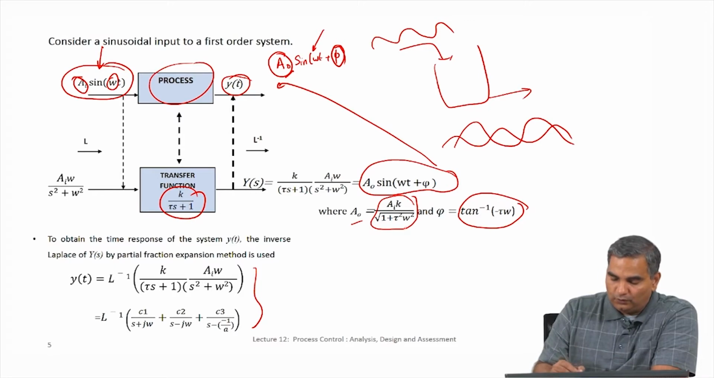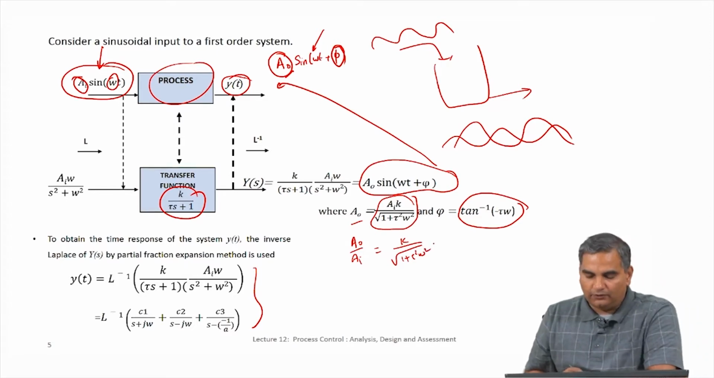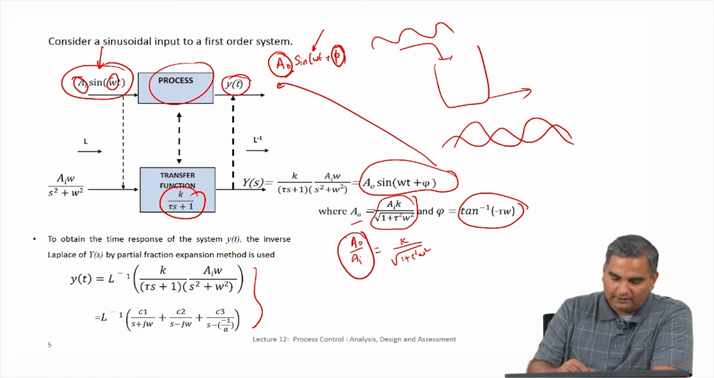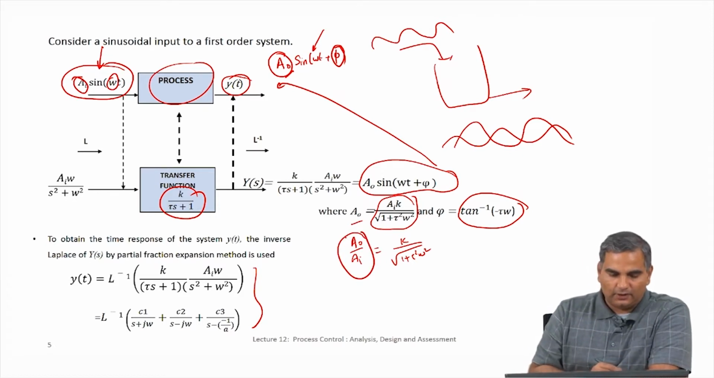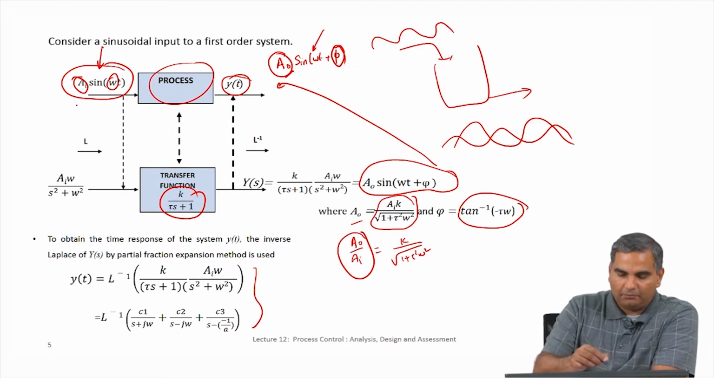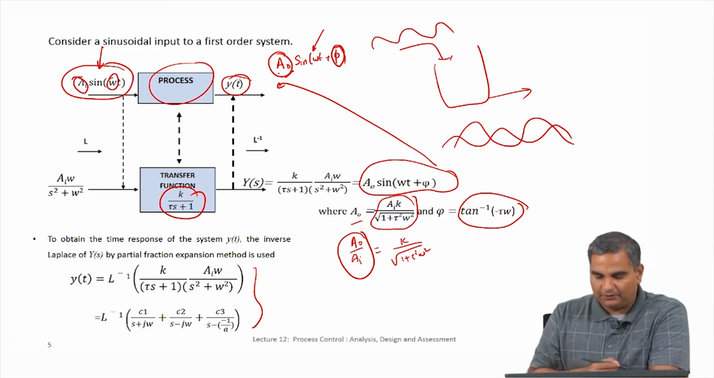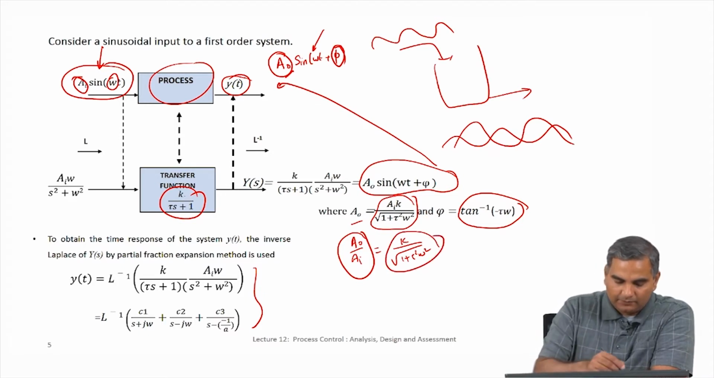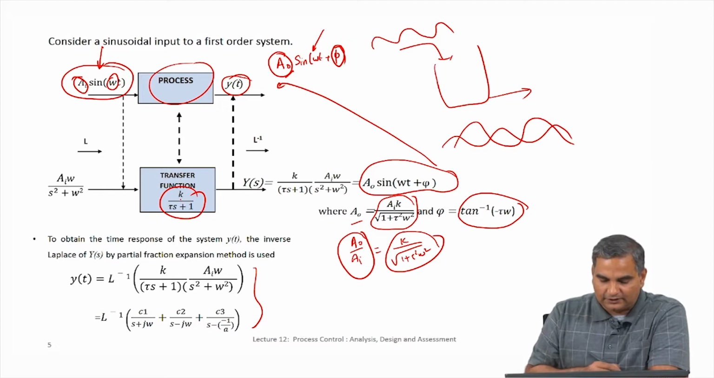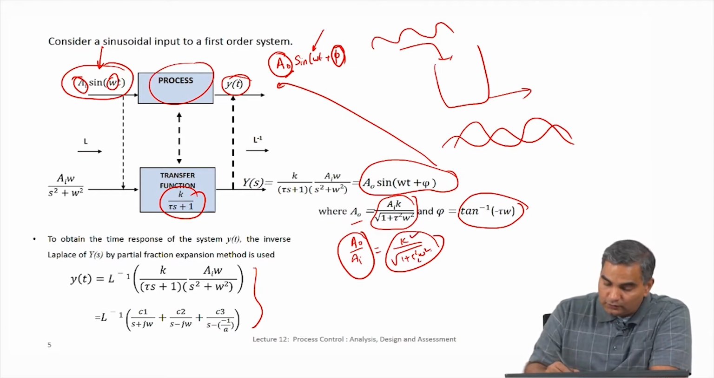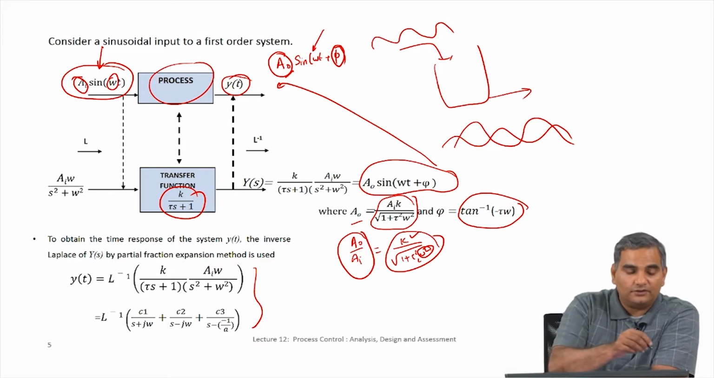So, now if you notice this expression, I can take this A_0 by A_I to the other side, I have k divided by root of 1 plus tau squared w squared. Now, if you notice this, this is what I am going to call a gain ratio. Why do we call it a gain ratio? Because I sent in an amplitude of A_I, but the output amplitude is A_0. So, A_0 by A_I tells me the gain in the amplitude, and if you notice, this gain in the amplitude is some function which has the parameters related to the transfer function itself, k and tau, and also w, which is the frequency at which I send the inlet.